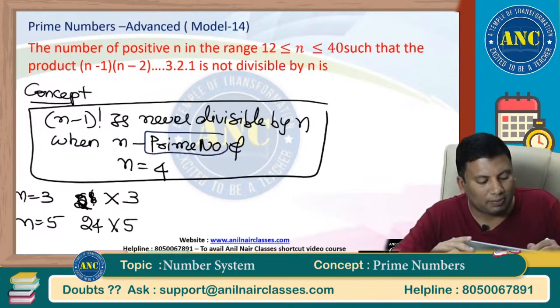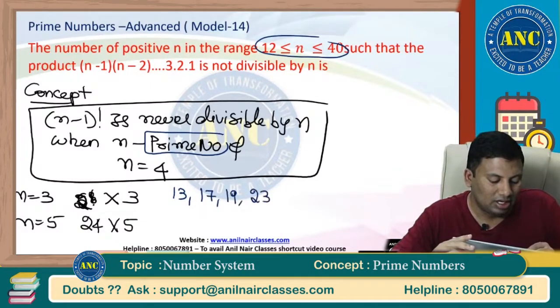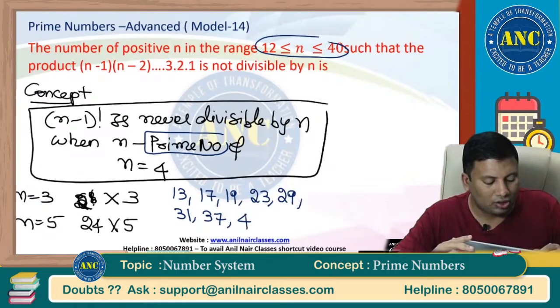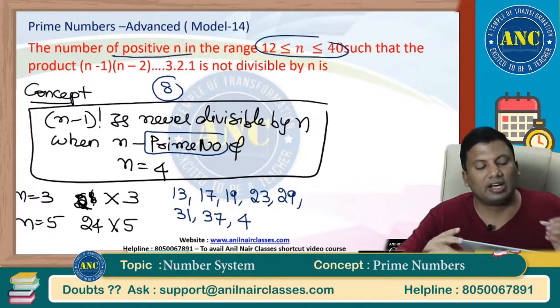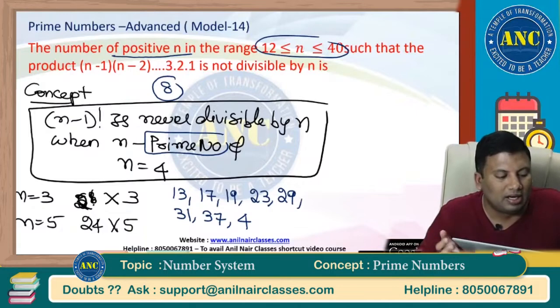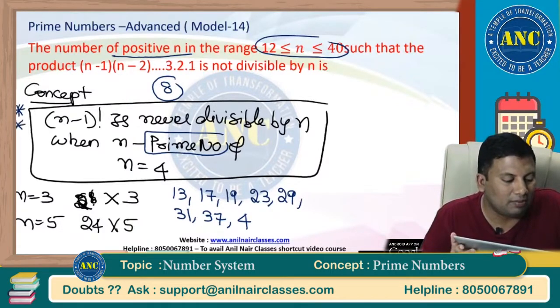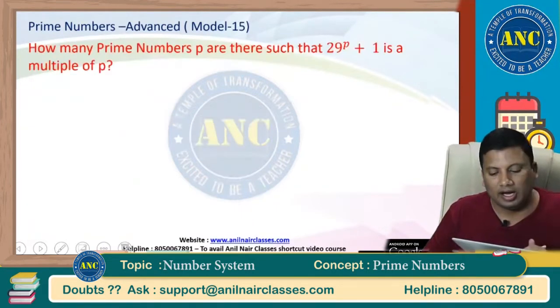What are all the prime numbers from 12 to 40 possible? 13 is a prime number, 17, 19, 23, 29, 31, 37, and n equivalent to 4. 1, 2, 3, 4, 5, 6, 7, 8. Total 8 values n can take such that n minus 1 factorial is never divisible by n. Previous year CAT question, sir.